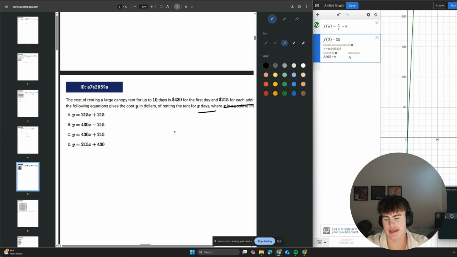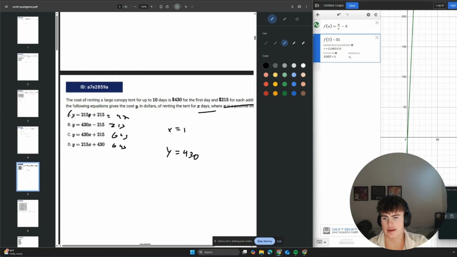This is a textbook plug-in points question. The first day is $4.30, so when X is 1, Y is $4.30. So if you plug 1 into any of these equations, you should get $4.30 to be your right answer. Here, we plug 1 in, we get $4.30. Here, we plug 1 in, we get $2.15. 1 in, $6.45. 1 in, you get $6.45 as well.